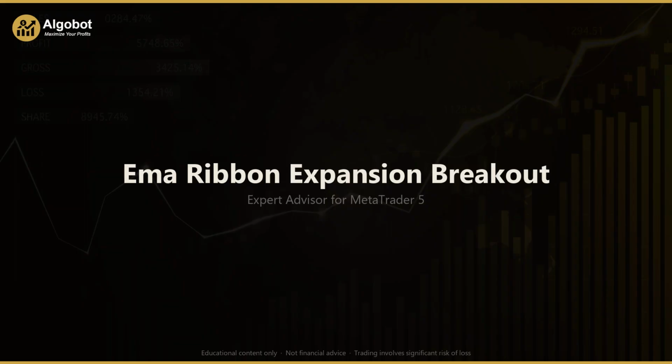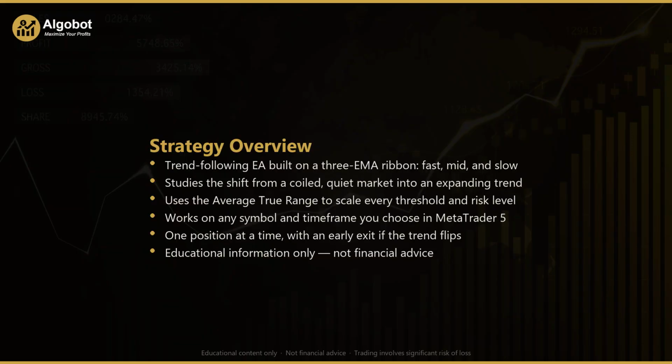Let's get started. So what exactly does the EMA Ribbon Expansion Breakout do? At its heart, this is a trend-following approach that watches how three exponential moving averages behave relative to one another. Picture three lines drawn on the chart, a fast 8-period average that hugs price closely, a mid 21-period average, and a slow 55-period average that moves more gently. Together, these three lines form what traders often call a ribbon.